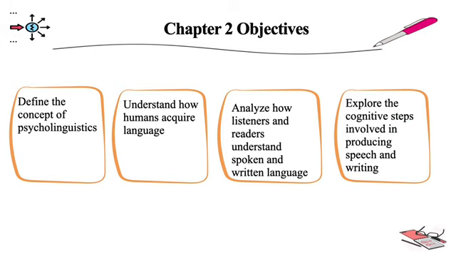This chapter aims to define the concept of psycholinguistics, understand how humans acquire language, analyze how listeners and readers understand spoken and written language, and explore the cognitive steps involved in producing speech and writing.